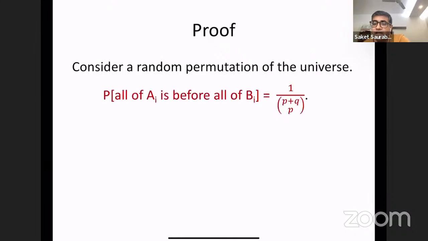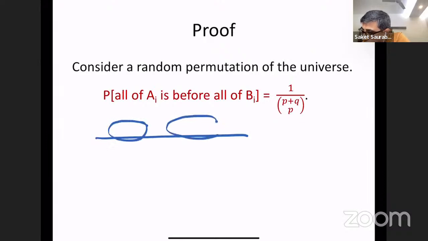So let's see a proof for this. Okay. So consider a random permutation of the universe. And you ask yourself, what is the probability that all of AI occurs before all of BI? Okay. So what is this? So how many permutations are there? N factorial permutations are there. How many permutations are good?